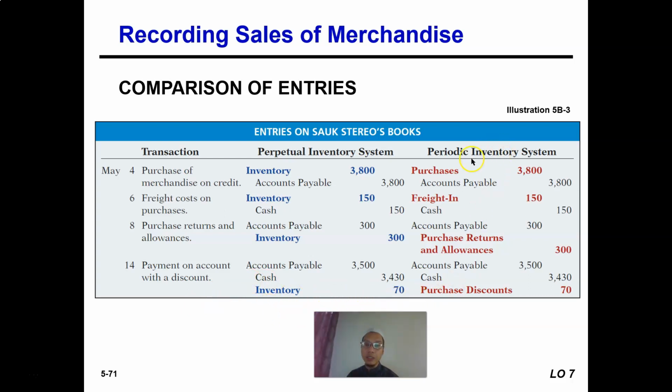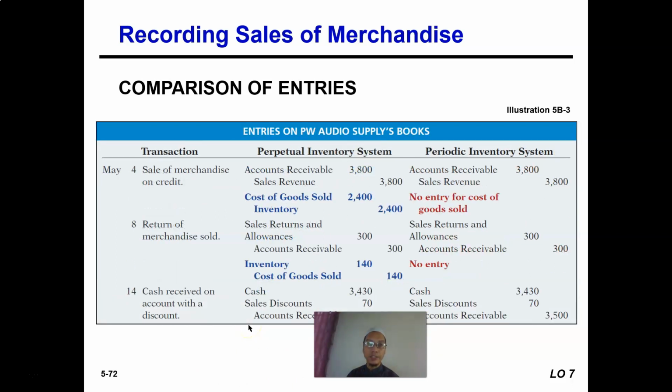Therefore, they will credit the inventory account. But in the periodic inventory system, they would credit purchase discount, which is some sort of revenue account, but a contra to the purchase account.